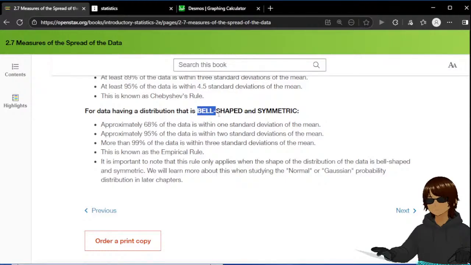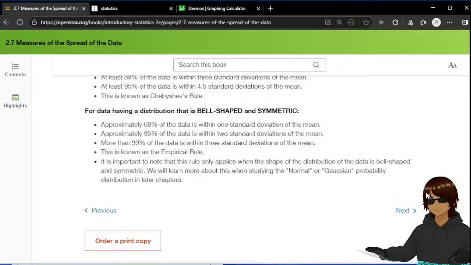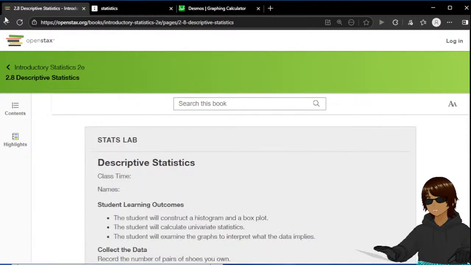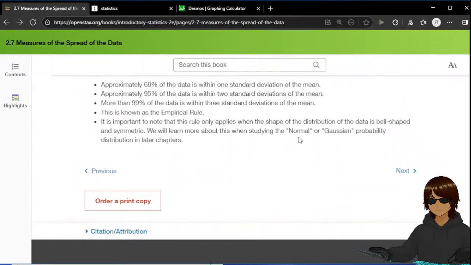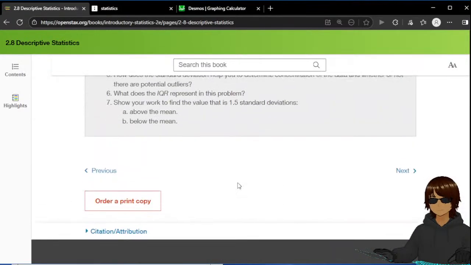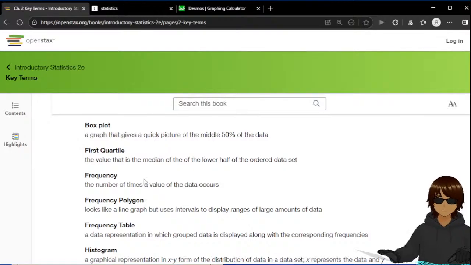What exactly do they mean by bell-shaped? Oh, they give the figure below. By bell-shaped, they mean the distribution is bell-shaped and symmetric. We will learn more about this when studying the normal or Gaussian probability distribution. This is just an exercise. Okay, this here.